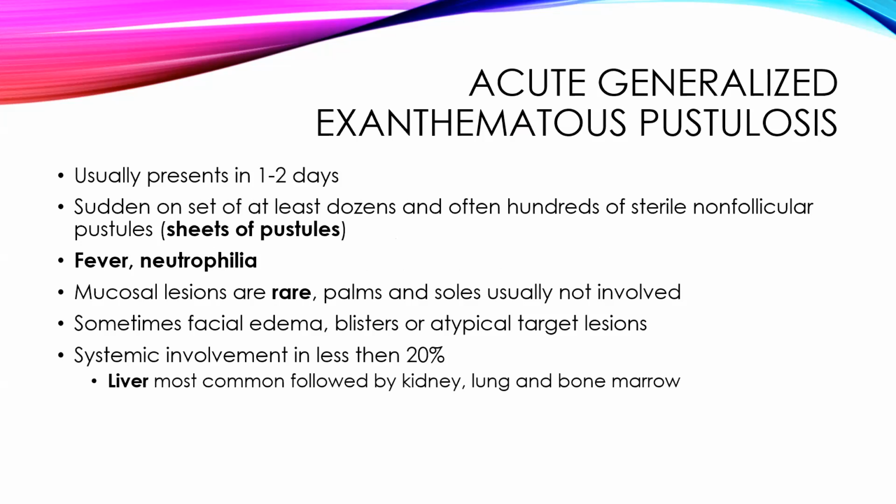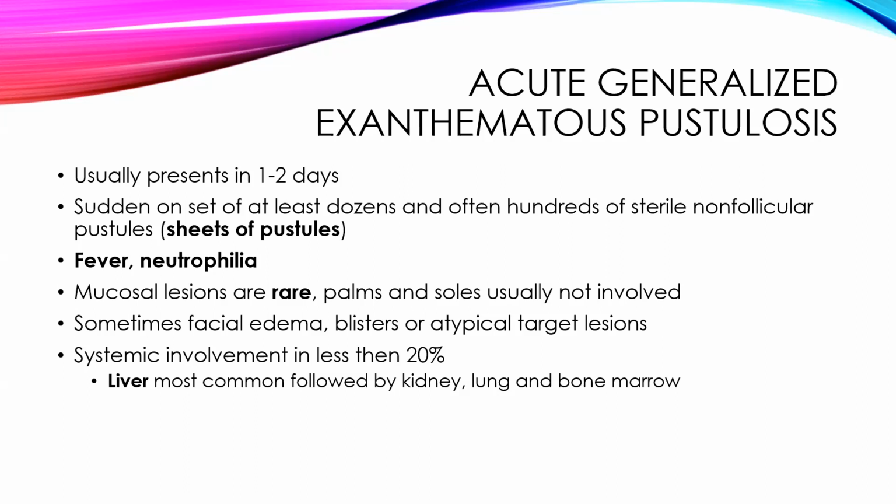Next is acute generalized exanthematous pustulosis. That is a handful, so we'll call it AGEP. This one luckily presents very quickly in 1 to 2 days, so it's usually pretty easy to make that association with the new medication. And it is a sudden onset of at least dozens and really normally hundreds of sterile non-follicular pustules. So the reason we say non-follicular is that in folliculitis, the pustule for that is surrounding a follicular structure. These are not. And we describe them in clinic as sheets of pustules.